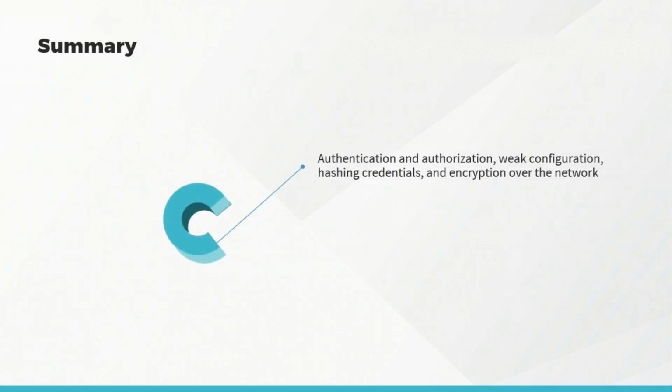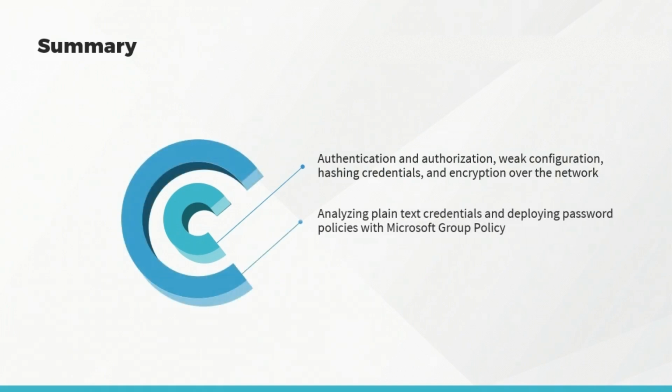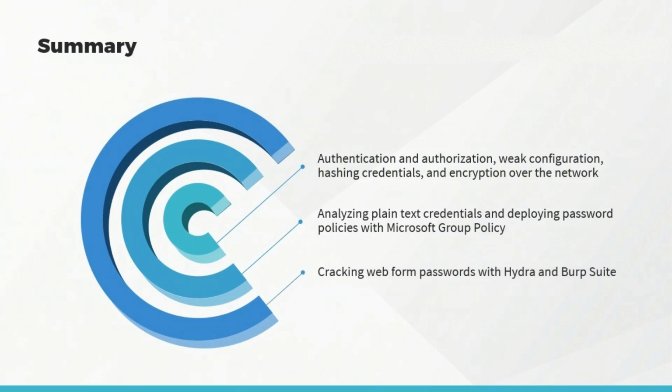So in this course, we have examined how to discover and mitigate authentication vulnerabilities using tools like Hydra, Burp Suite, and John the Ripper. We did this by exploring authentication and authorization, reconfigurations, hashing credentials, and encryption over the network. We examined how to analyze plain text credentials, and we deployed password policies with Microsoft Group Policy, and we cracked web form passwords with Hydra and Burp Suite. Next, we cracked RDP passwords with Hydra and Linux passwords with the John the Ripper tool. We used the Social-Engineering Toolkit, or SET, to steal credentials, and we enabled multi-factor authentication, or MFA, for Microsoft Azure credentials.